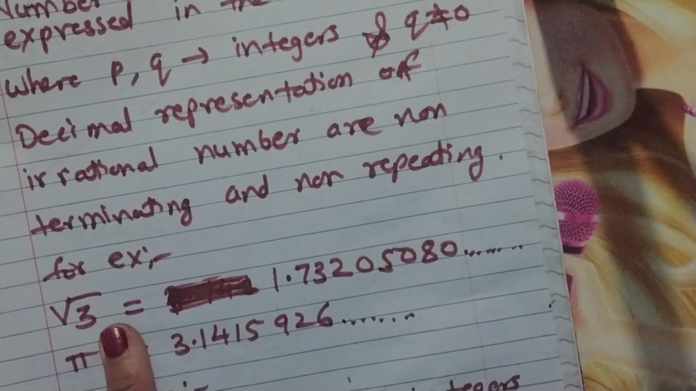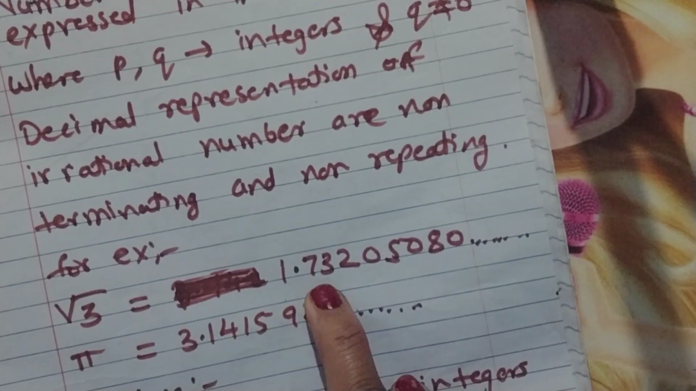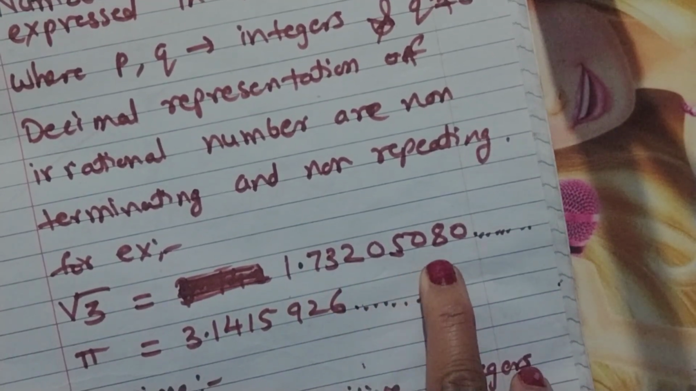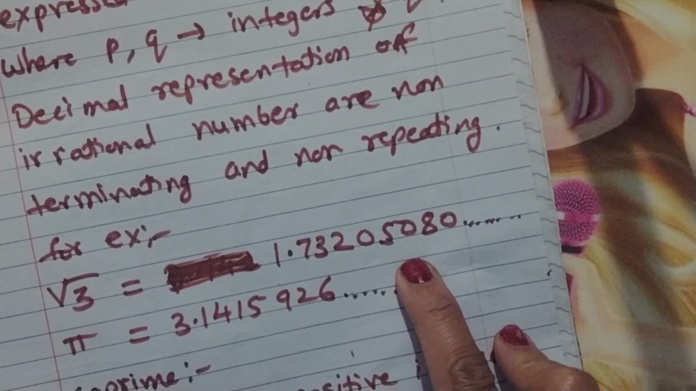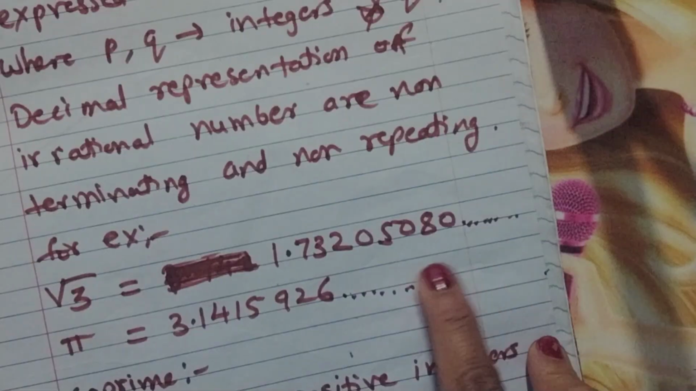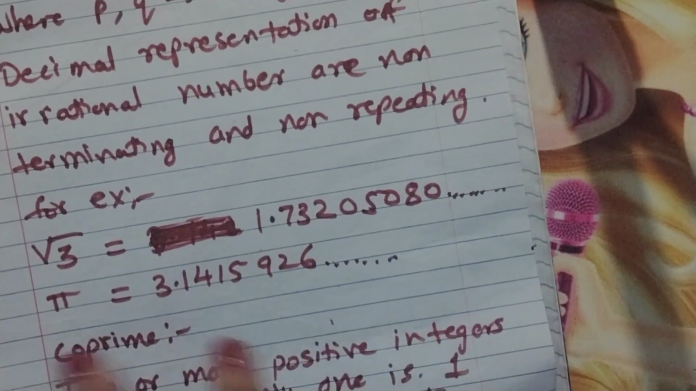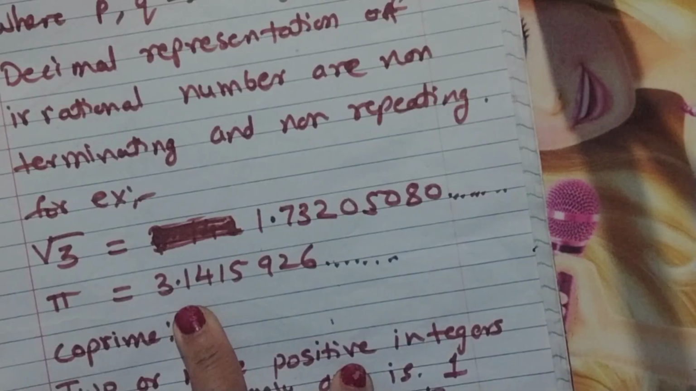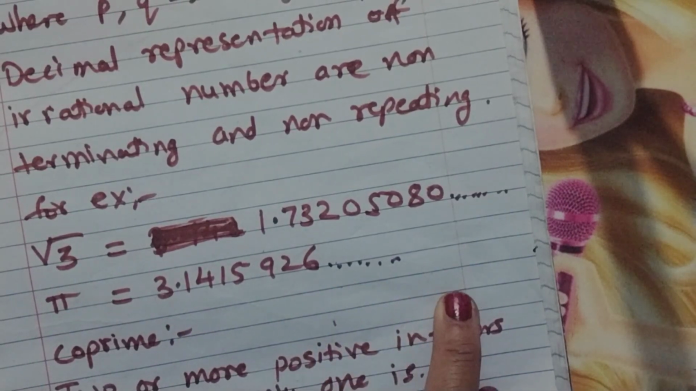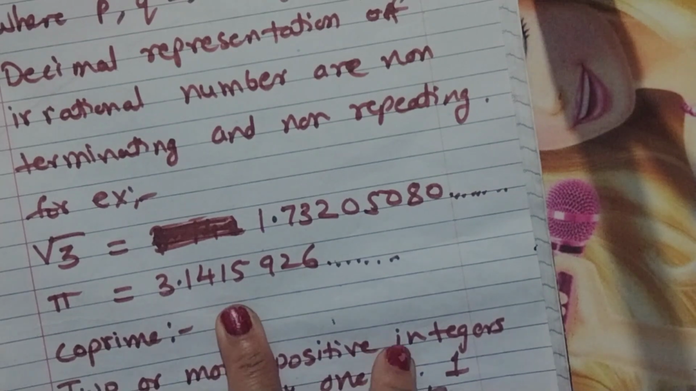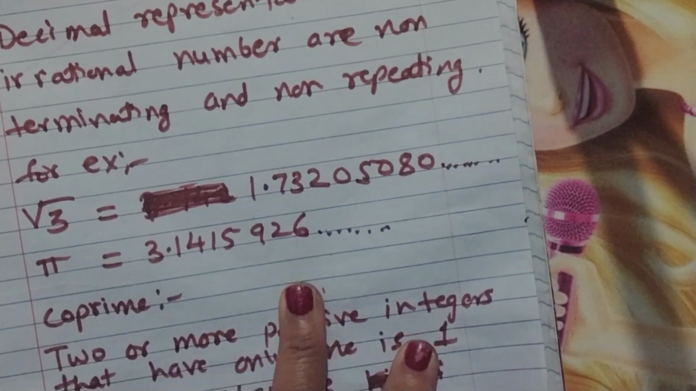For example, under root 3 is an irrational number. Its decimal representation is 1.73205080 and so on. Means it never terminates and never repeats. So under root 3 is an example of an irrational number. Pi is also an example of an irrational number. So pi is equal to 3.1415926 and so on. So it is also an example of non-terminating and non-repeating.